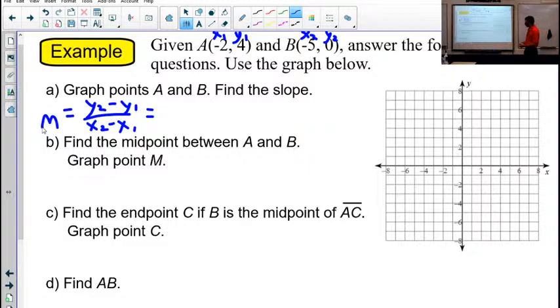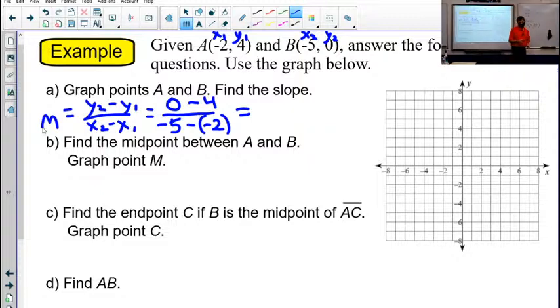y2 minus y1 over x2 minus x1. Subtract your y's over subtract your x's. y2 minus y1, so we subtract our y coordinates. y2 is going to be 0, minus, subtract your y coordinate here, we have 4. Over, subtract the x coordinates. X coordinate here is negative 5, minus our other x coordinate, which is a negative 2.